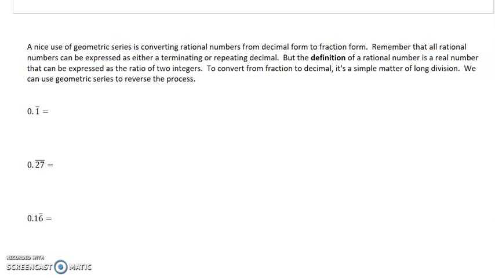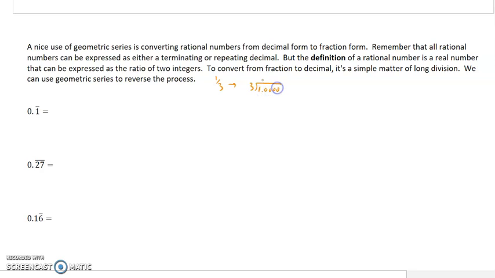One nice application of geometric series is converting repeating decimals into their rational form. Remember that rational numbers, in decimal form, are decimals that either terminate or repeat, but they come from the ratio of two integers. If we start off with a ratio of two integers, for example, 1/3, then it's quite easy to find the decimal expansion by just doing some long division.